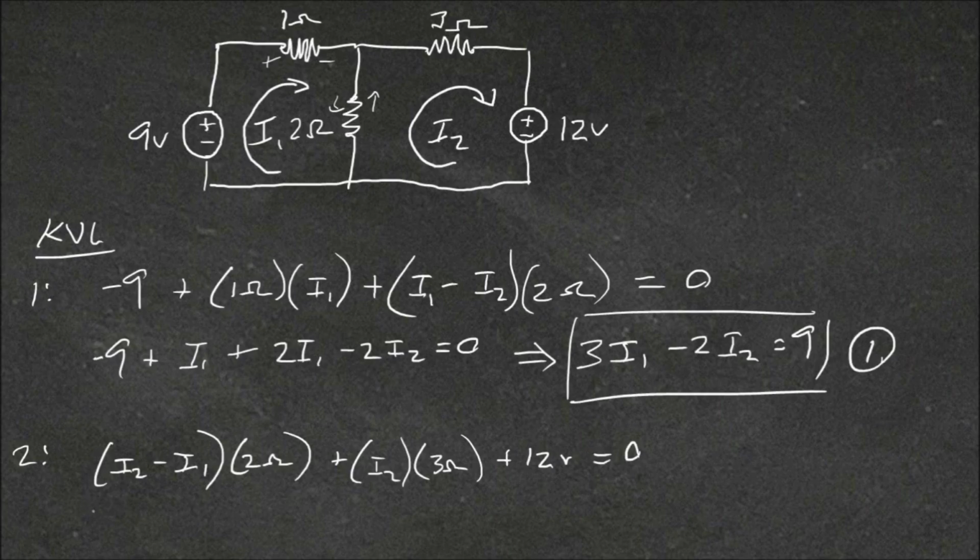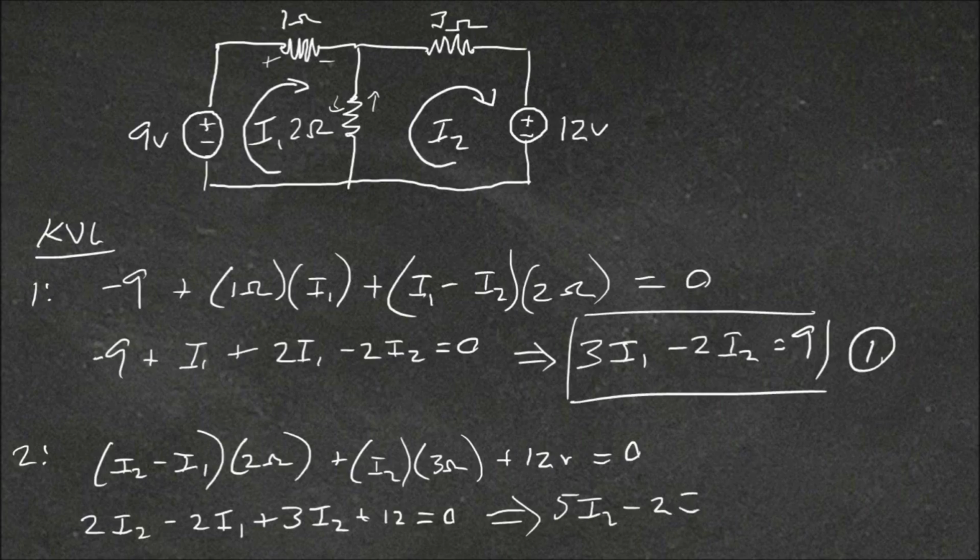So expanding this, you get 2I2 minus 2I1 plus 3I2 plus 12 equals 0. And this simplifies to 5I2 minus 2I1 equals negative 12. And we'll call this one equation 2.